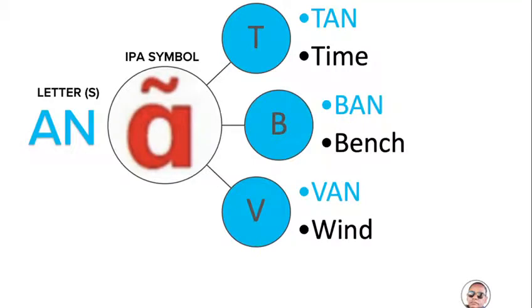Now it's time for the diphthongs. Letters A, N. IPA sound, an. T-an, tan, which means time. B-an, ban, which means bench. V-an, vent, which means wind. Remember, you should never see it like V-A-N. You have to see it as V-A, vent.